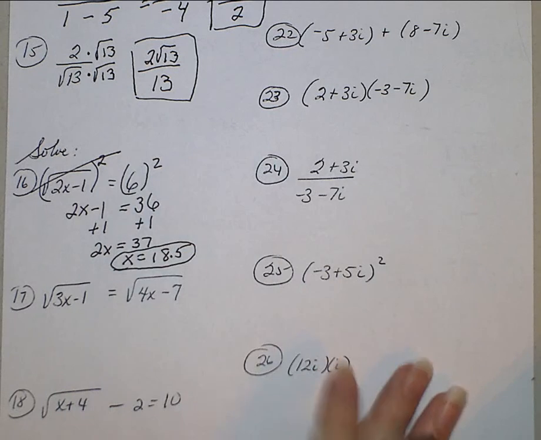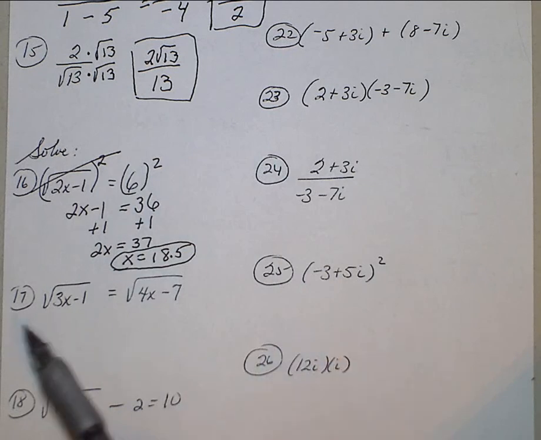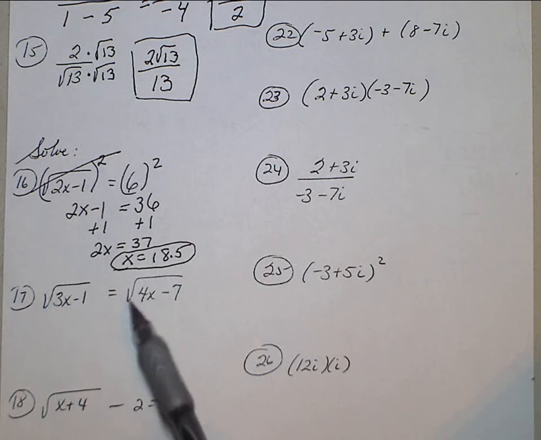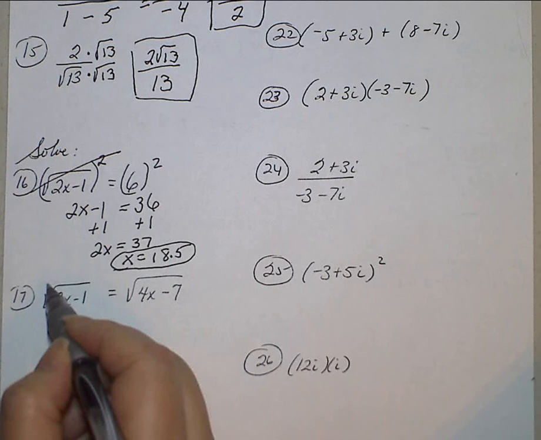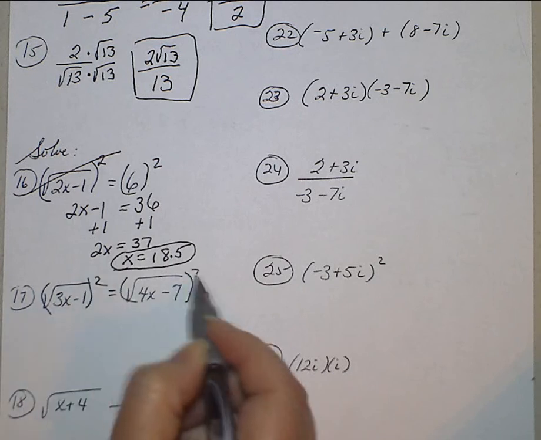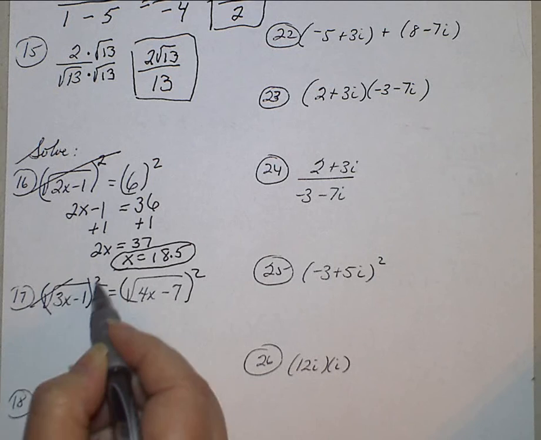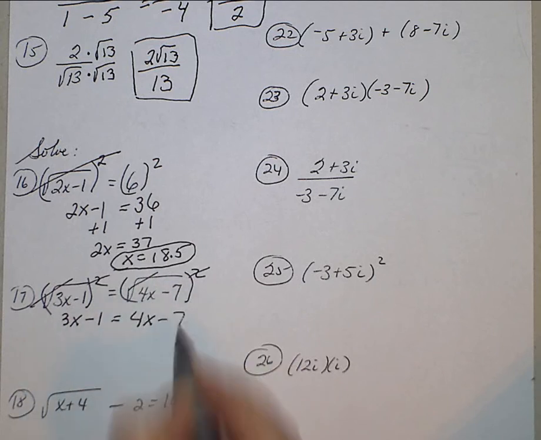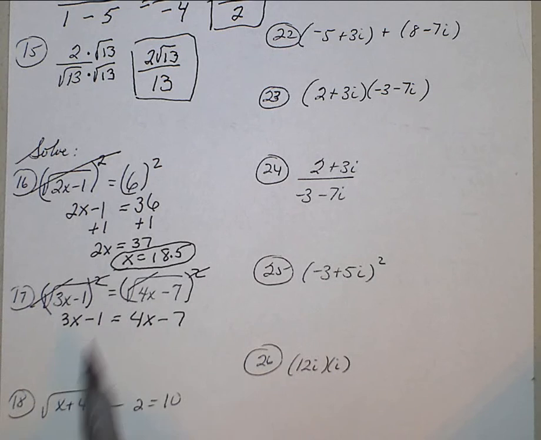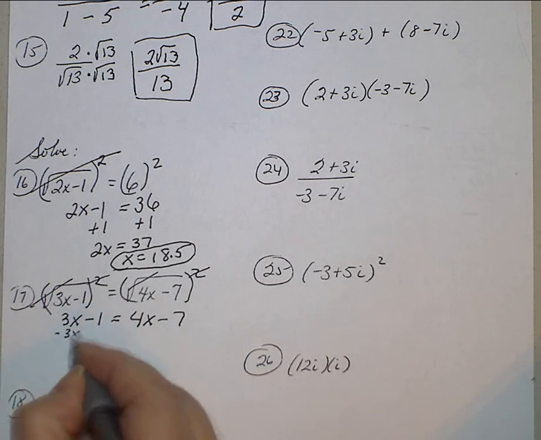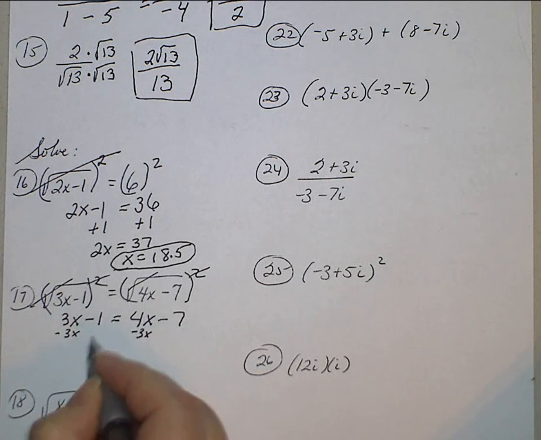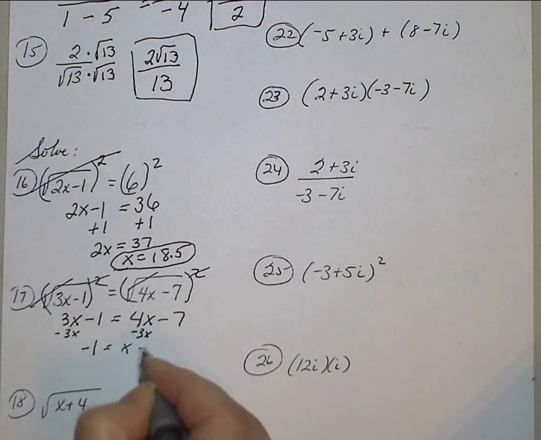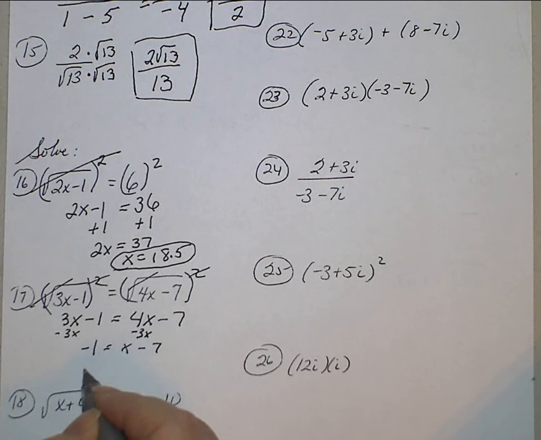So, what do you think we have to do for 17? We have the square root that we want to get rid of, so we're going to square both sides again. Remember, the opposite of square is square root, so those cancel. So we get 3x minus 1. This cancels with that. So it's equal to 4x minus 7. Subtract the 3x from both sides. We have negative 1 is equal to x minus 7. Add 7 to both sides. We have 6 is equal to x.